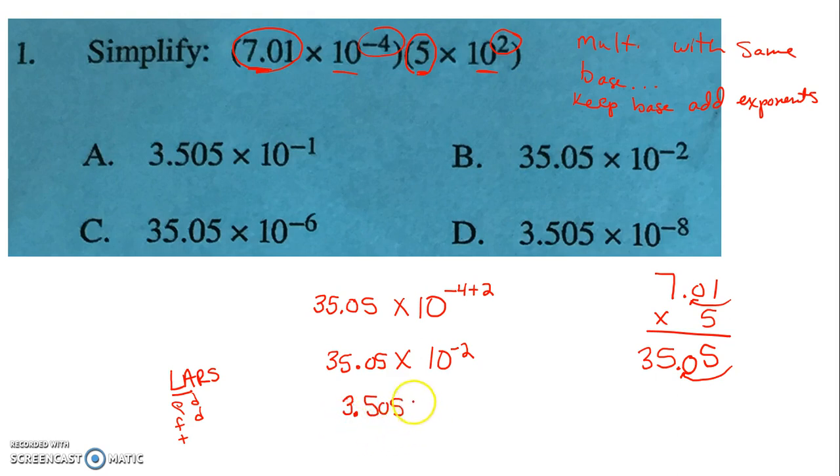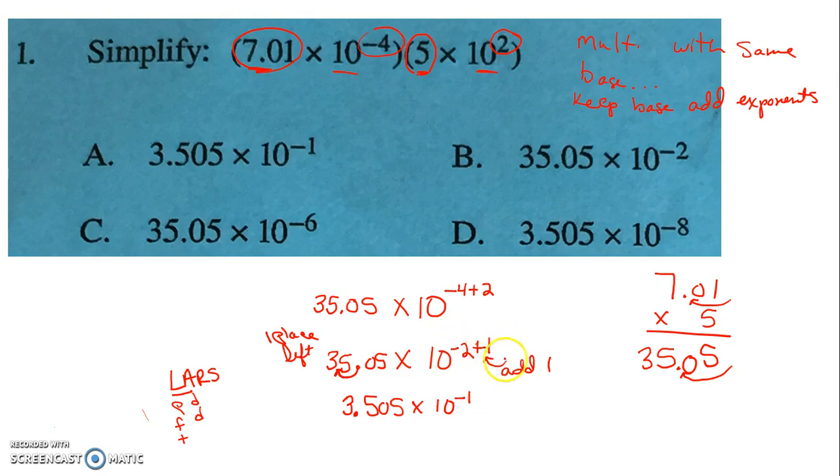Now I have a number between 1 and 10 for my first factor, times 10 to some power. And I go back to my good friend Lars. If I have to move that decimal over 1 place to the left, that means I need to add 1 to the exponent on my power of 10. So here, if you know the decimal point moves one place, that's why I add 1. If I had moved 2 places, I would have added 2. If I had moved 10 places, I would have added 10. So negative 2 plus 1 is a negative 1.